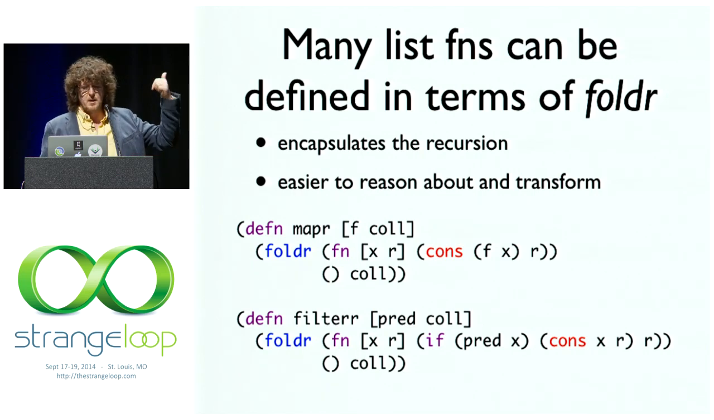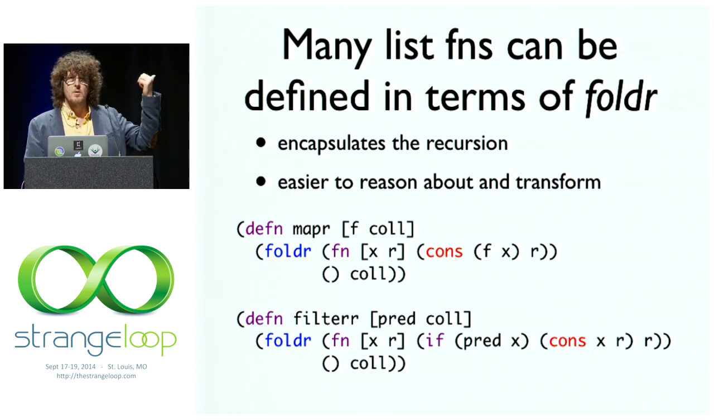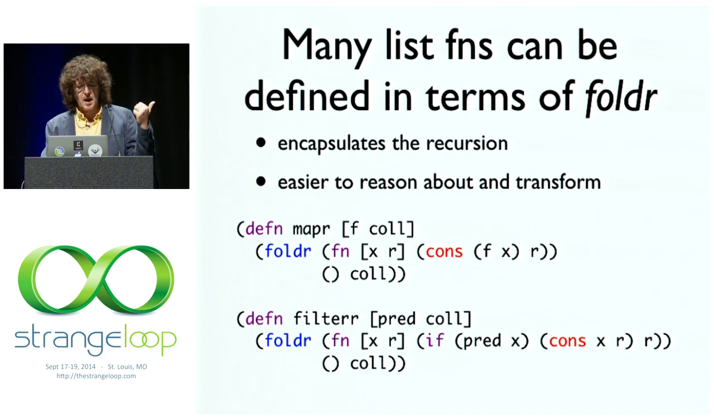So if we look at a redefinition of map, it's not often defined this way, but if we look at a redefinition of map in terms of fold, then we say we're going to fold this function that conses the first thing onto the rest. And we start with an empty list. So this is fold right. And we do that over a collection.